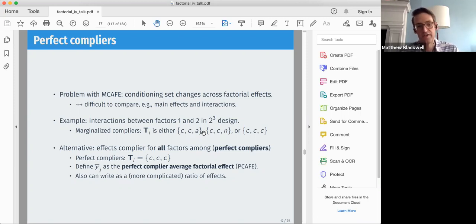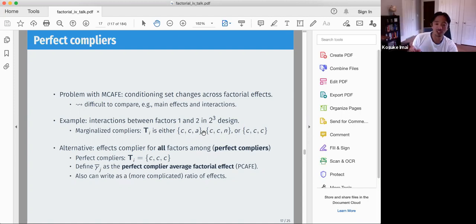And just one more point that is maybe clear but maybe not is that this perfect complier effect is equal to the marginal complier effect for the k-way interaction. So for the highest order interaction, those two things are equivalent to each other, right? But those effects are useful because you can basically compare, right? Because it's the same group of people, so you can.